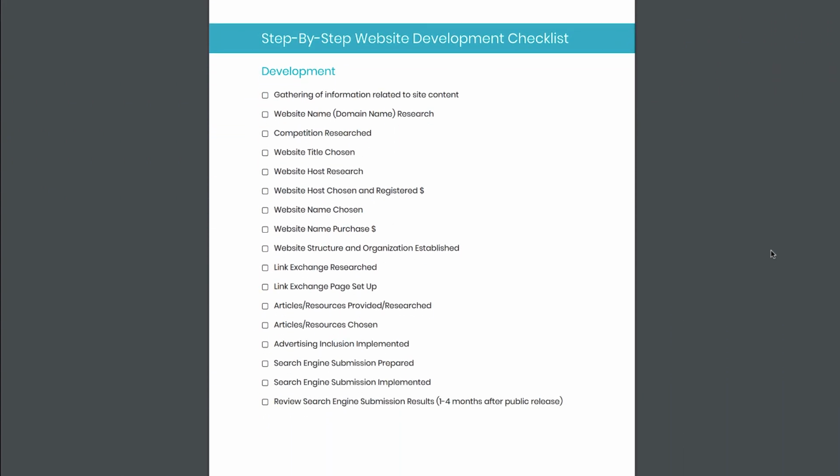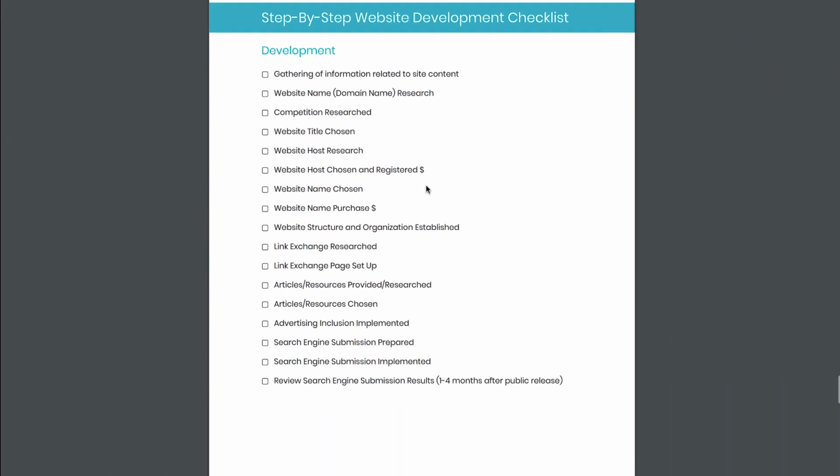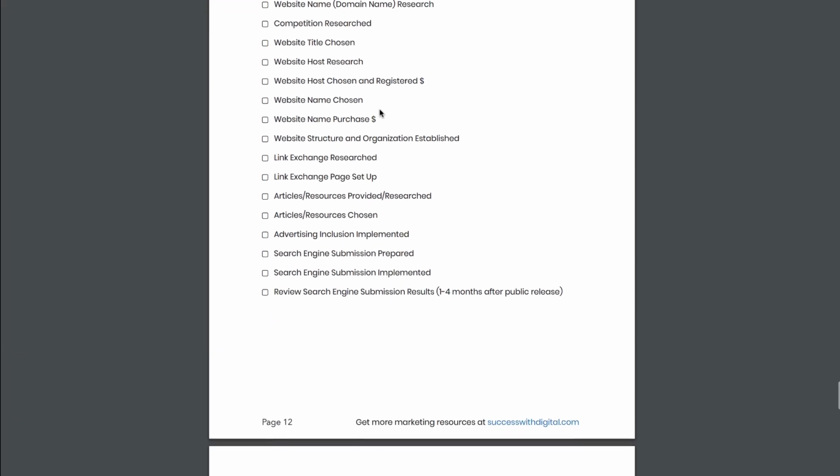So this is a step-by-step web development checklist. I am not going to run through each individual point, but I will just on a high level touch base. So the first step is the development step. This is the core structure of your site. So you're going to want to look at gathering all the information related to site content. You're going to want to make sure that your domain name's set up. You may want to do competition research, see what other people are doing in your field and what you like and don't like about their websites.